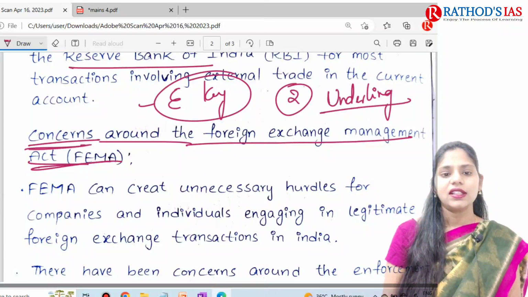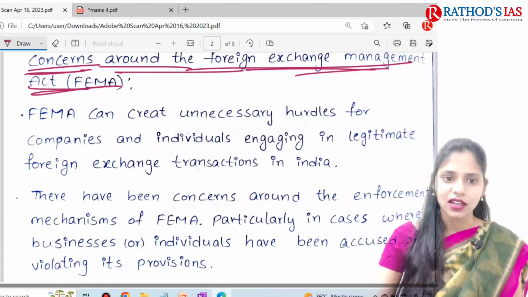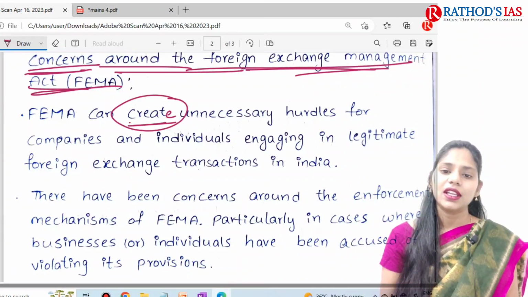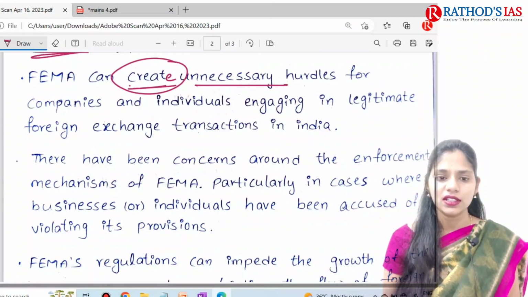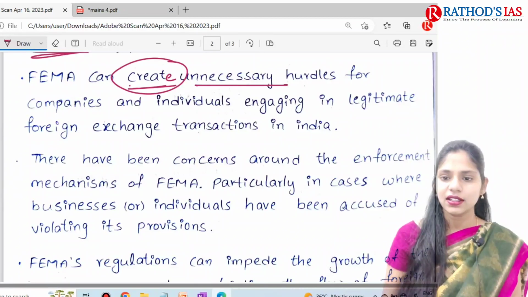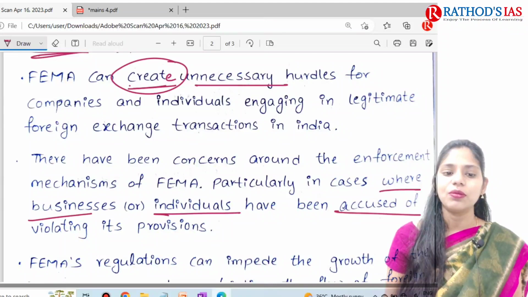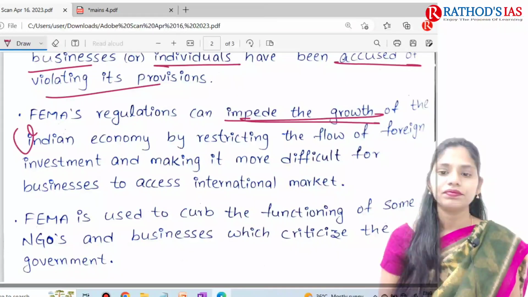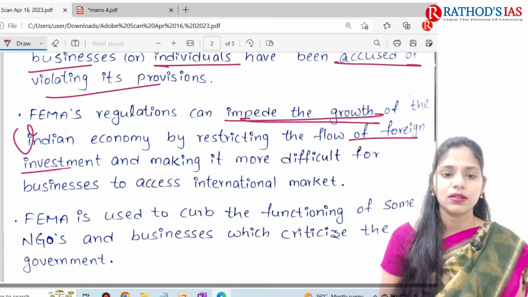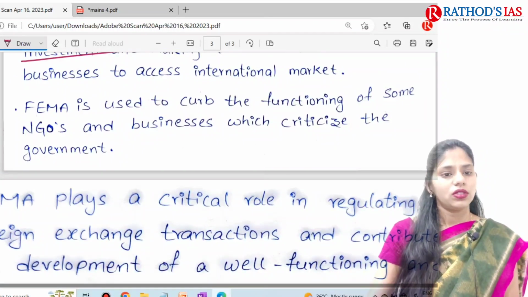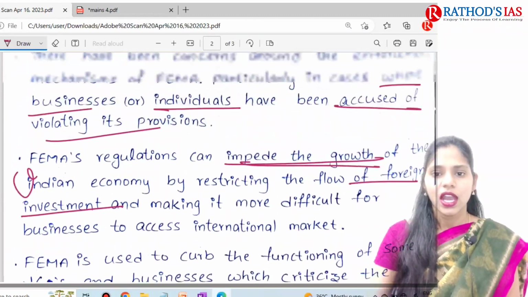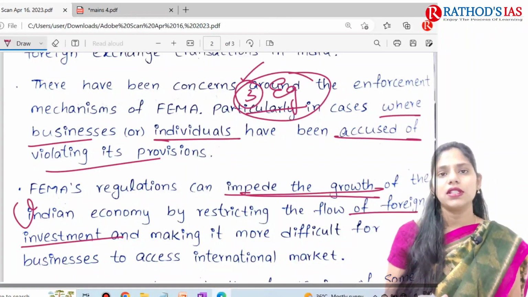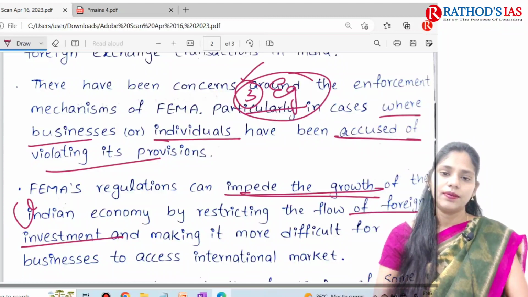And here you have to underline the concerns around this Foreign Exchange Management Act. So FEMA can create, so there are some spelling mistakes also. So FEMA can create unnecessary hurdles for companies and individuals, yes. And there are some concerns like cases where businesses or individuals have been accused of violating its provisions, and it will also impact the growth of the Indian economy, and will also affect foreign investment. Yes, very good point. So these are some important things he wrote, and wherever it is necessary you can also add examples. So the third mistake here is that examples are not included.